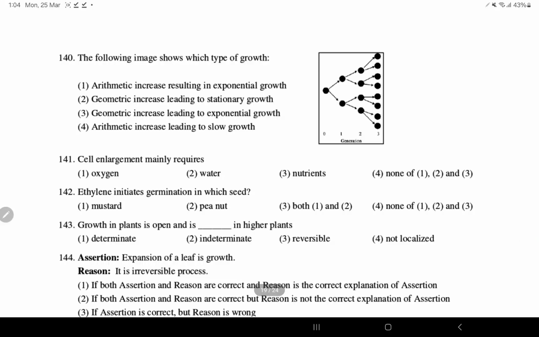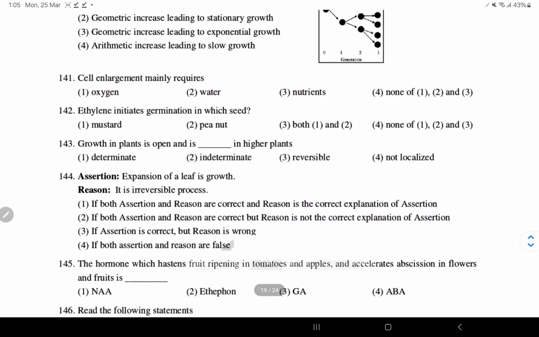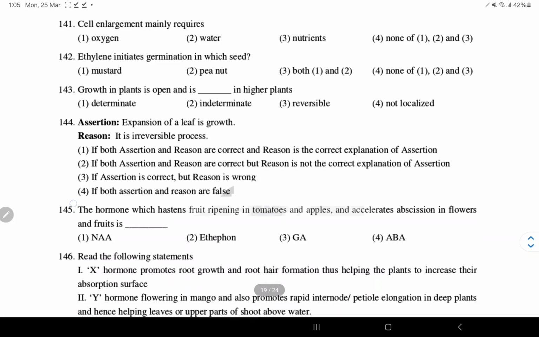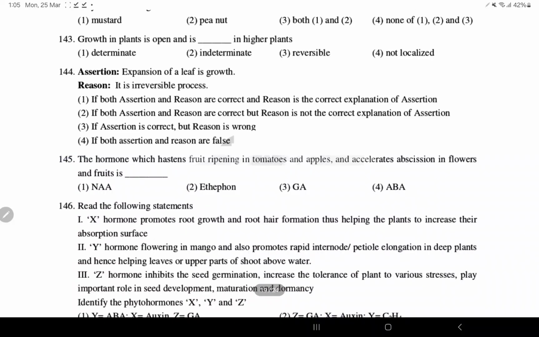Which of the following type of growth? This is geometric growth leading to exponential growth. And next, cell enlargement mainly requires water. Ethylene initiates the germination of peanut seed. It is given in NCERT as well. Growth in plants is open and is indeterminate in higher plants. Expansion of leaf is growth. It is an irreversible process. Option 2.